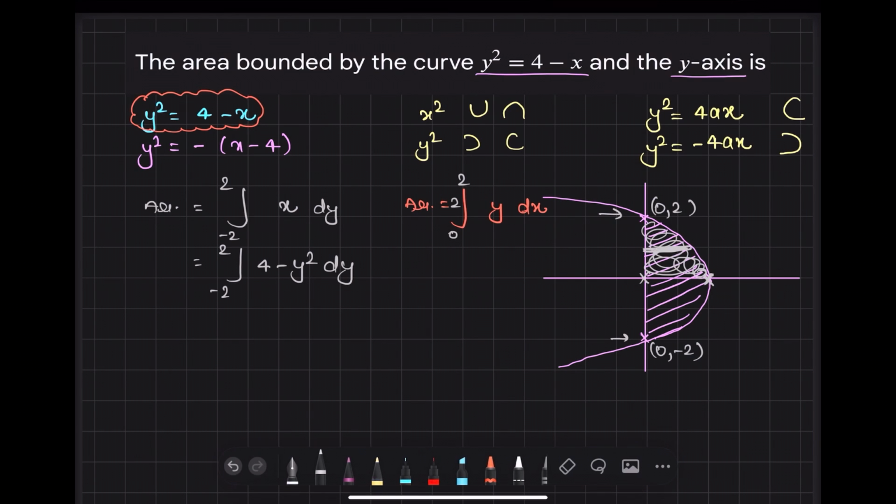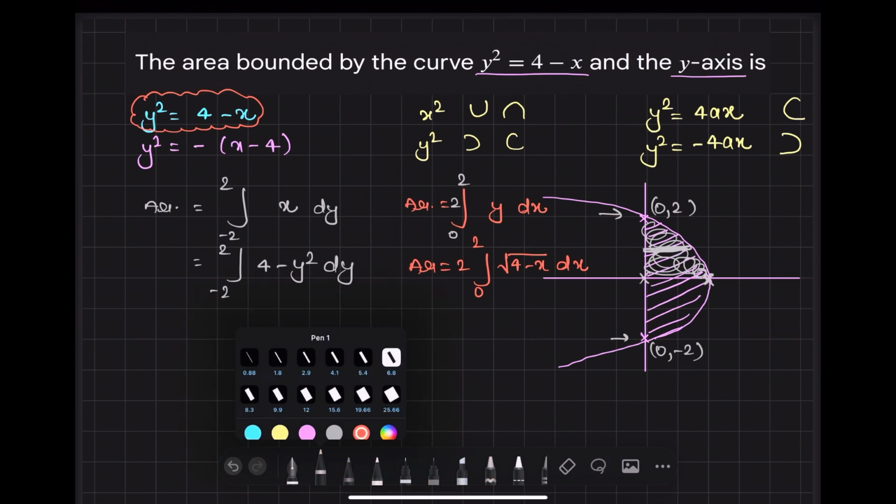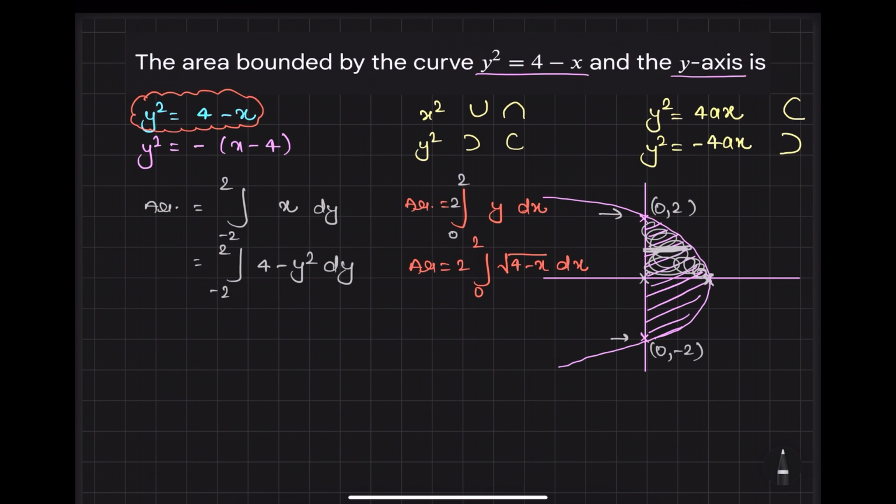And if you go with this part, the area will be equal to 2 times the integration from 0 to 2 of y, which is root over 4 minus x dx. Now it will become complicated. That's why I told you it is much more convenient to go with y. So you have to decide which direction we should go in. Here you can apply the property for integration from minus a to a. Do you remember? If you don't want to, just directly solve this situation.